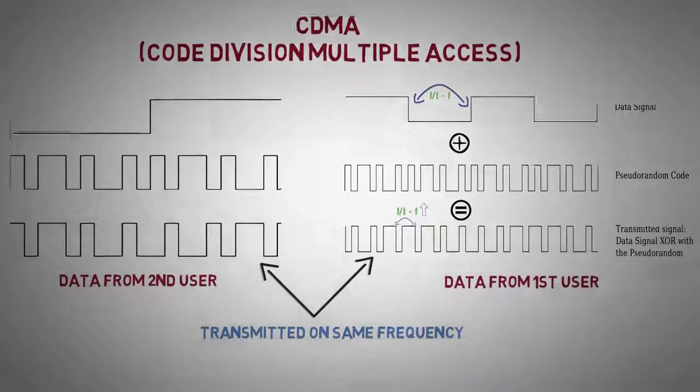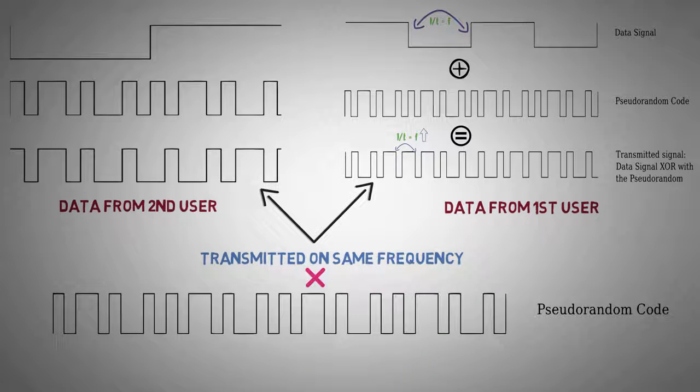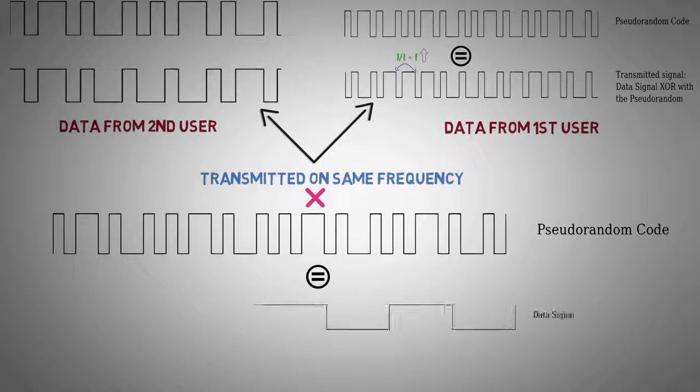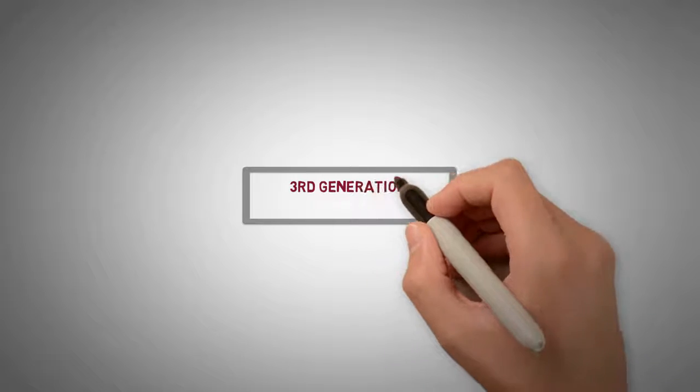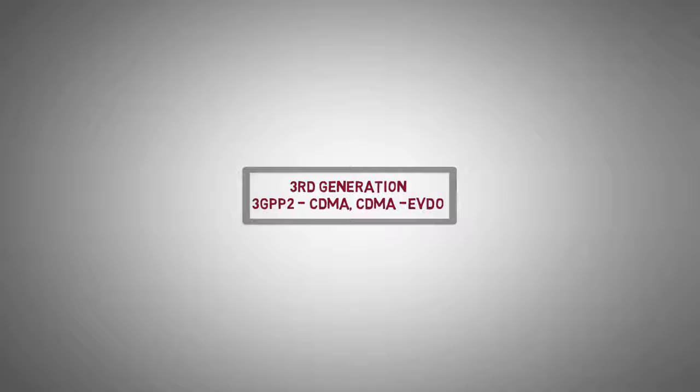In order to retrieve the signal, the receiver must have the same spreading sequence, which is multiplied to this composite signal in a process called despreading. This makes CDMA very secure and robust. It was used in 3GPP2 standards such as CDMA and CDMA Evolution Data Optimized standards.